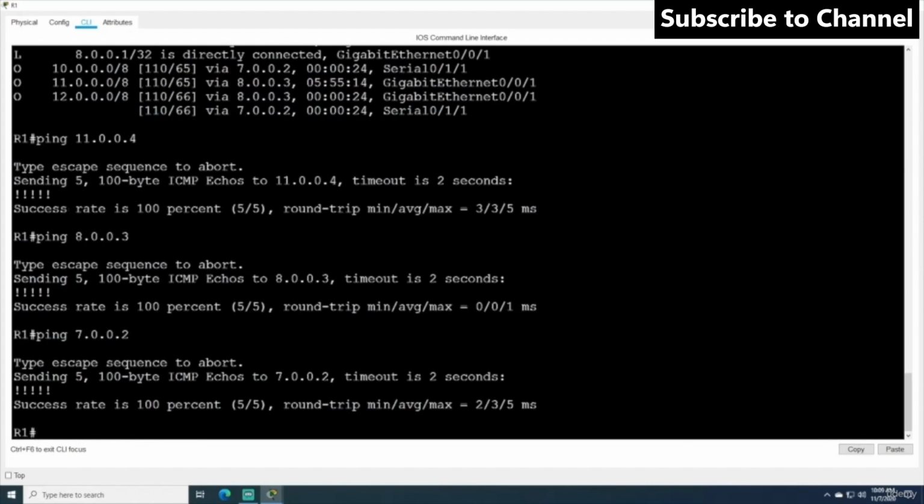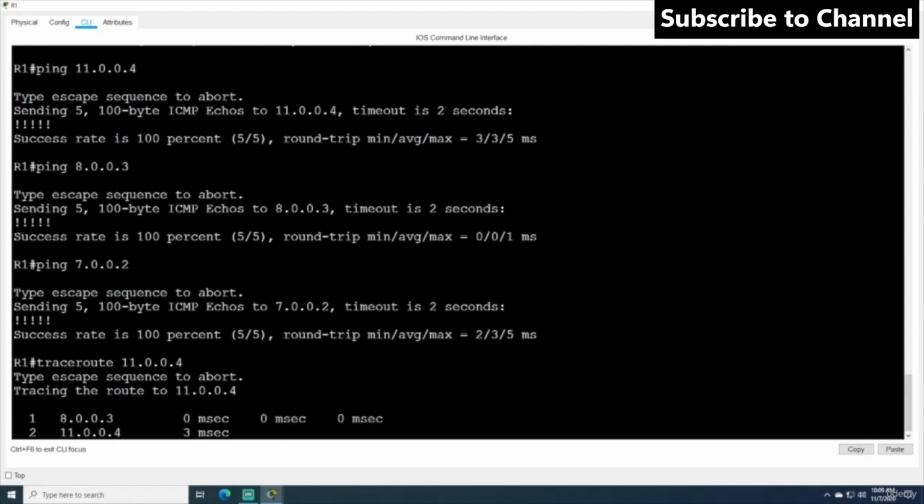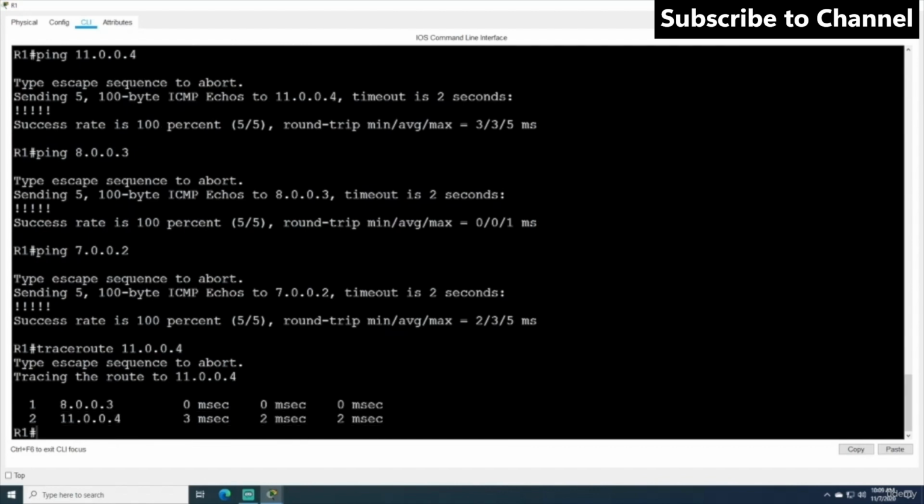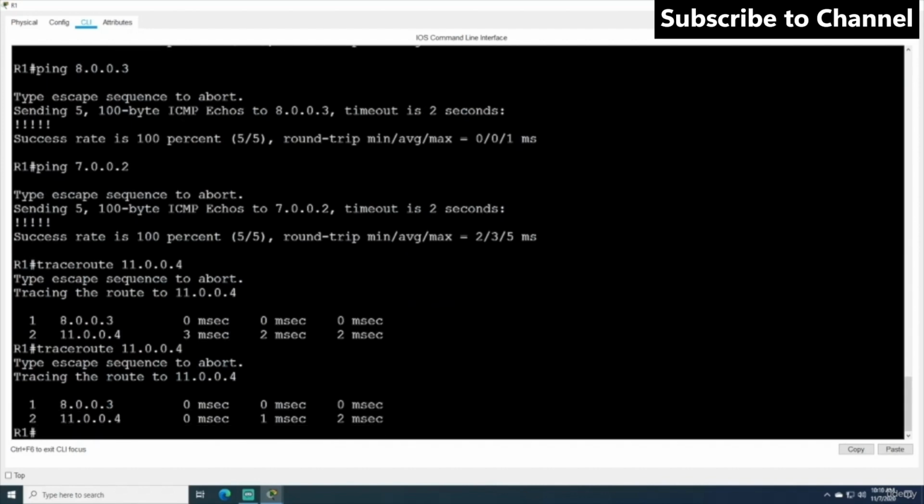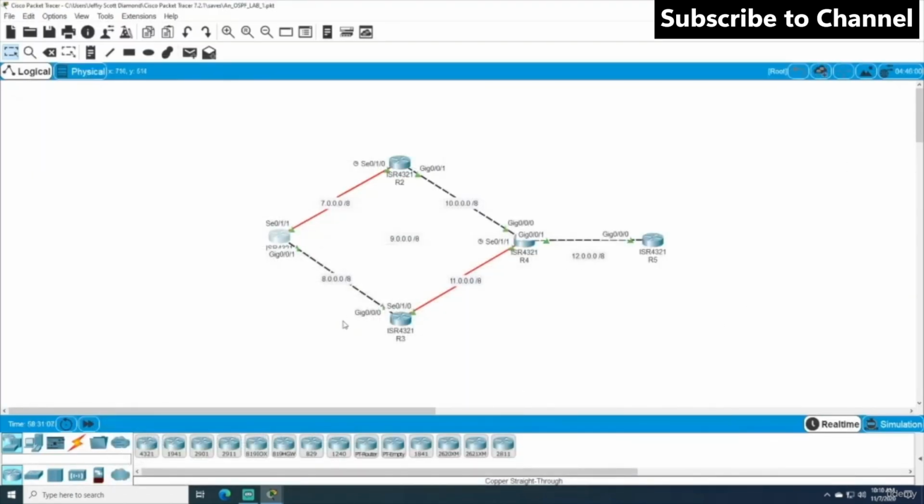Yes, we can. Now, let's try to trace route to router 4. And so we've gone over the 8,000 network, then to the 11,000 network through router 3. And let's try that again. And so that seems very stable. It seems to be working. So we can trace a route from here over to here. So there's no problem with that.